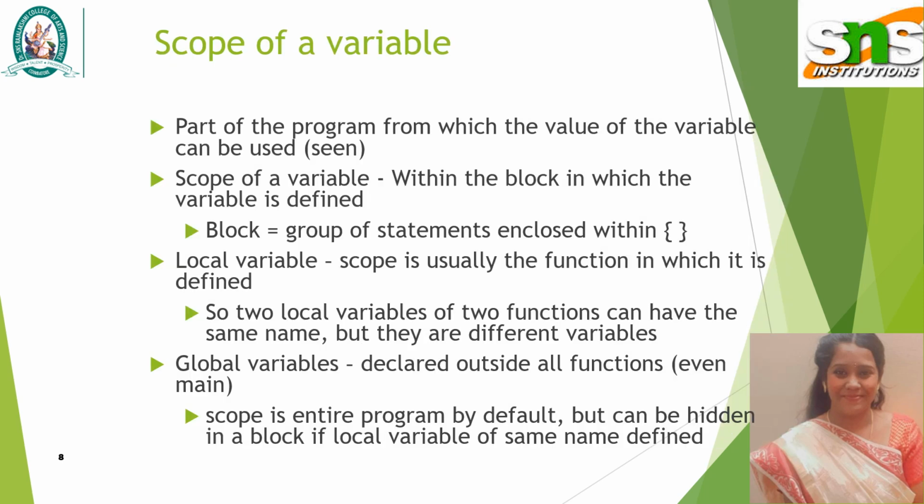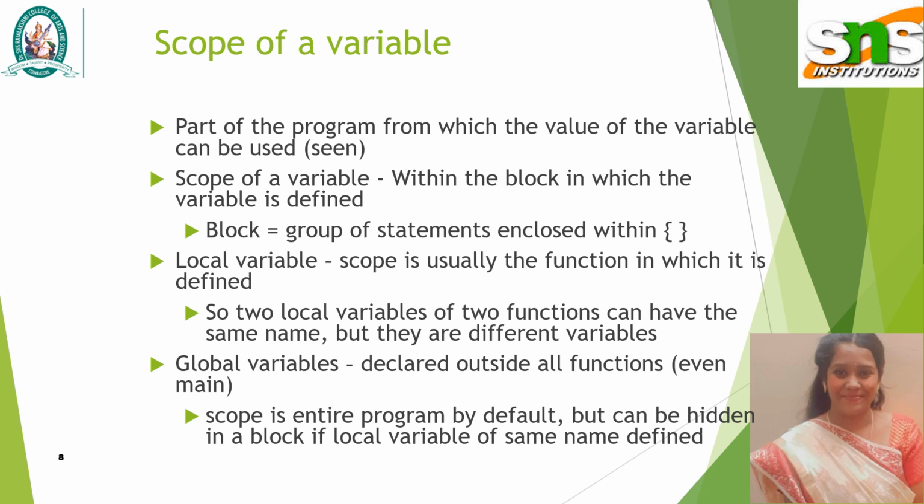The scope of a variable. The scope tells where the value of the variable can be used. The scope of a variable is within the block in which the variable is defined. A block is a group of statements enclosed within braces. The local variables are used when the function is defined. If we have two local variables in two different functions, they are different variables.